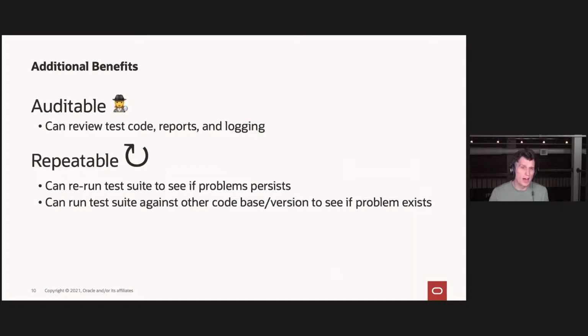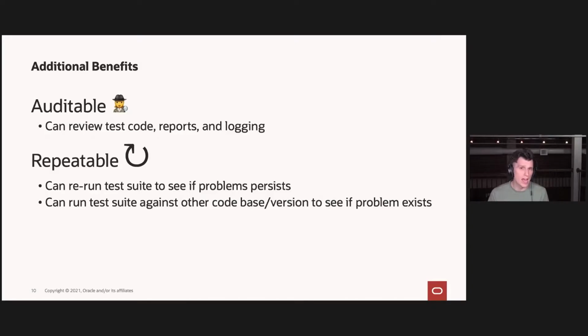There's also some other additional benefits. So again, of course, the speed and labor cost savings are huge benefits, but there are actually two other really important benefits to automated testing over manual testing as well. The first one is that it's actually truly auditable.